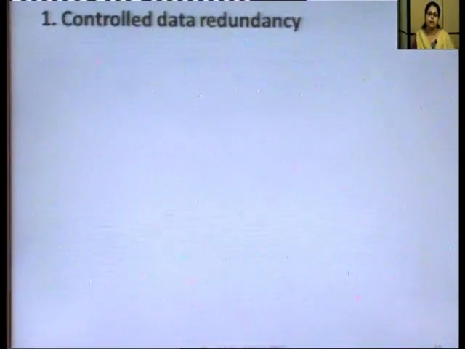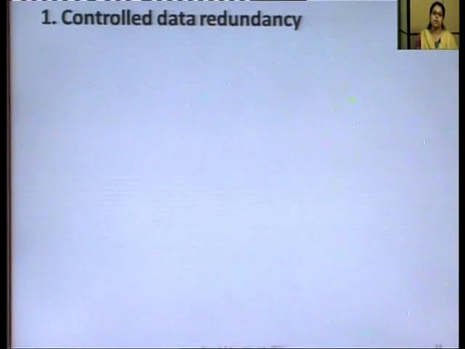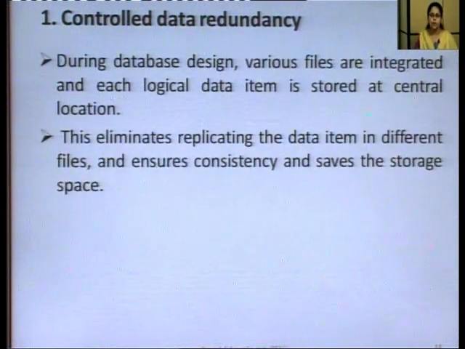First of all, controlled data redundancy. As we have discussed, data redundancy is the major problem with the traditional file processing system, which is overcome by the database approach in a controlled manner. During database design, various files are integrated, and each logical data item is stored at a central location. So this centralization of the data eliminates replicating the data item in different files, ensures consistency, and saves the storage space. So by centralization of the data items, first of all, the redundancy of data items is reduced, consistency is maintained, and also the storage space is saved.